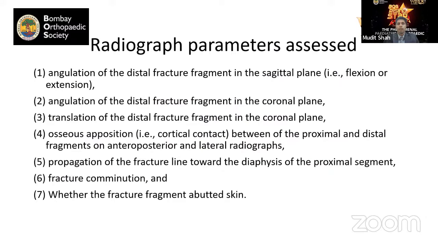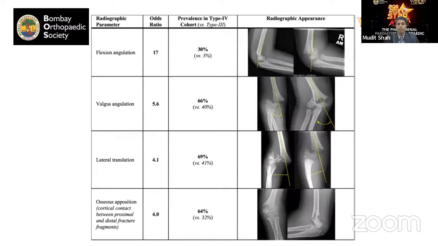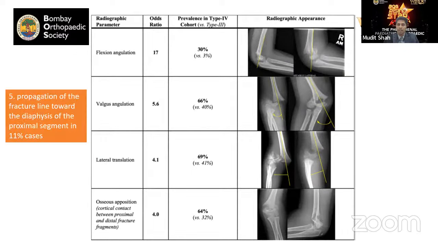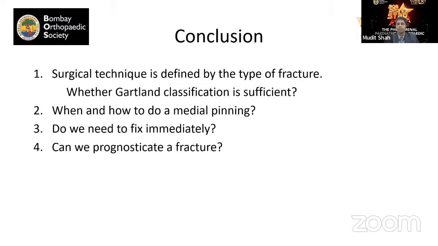Type 4 fractures are very difficult to manage, and they recommended that if the fracture has a flexion angulation, valgus angulation, lateral translation, or an osseous apposition or cortical contact between two fracture surfaces, or the fracture line is going towards the diaphysis of the proximal segment, then we should think that these fractures are actually type 4 and prepare the OT staff regarding the same.